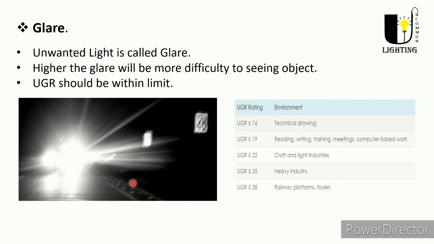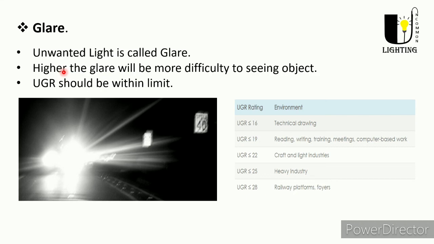Next is glare. In layman's language, glare is unwanted light. Why is lighting design essential? Because if you do proper lighting design, you will be able to get a proper and uniform light output and a uniform lighting level in particular workstation areas. If the light level is too high or over, that creates glare, and glare makes it more difficult to see the object. So the more the glare, the more difficulty you will face.